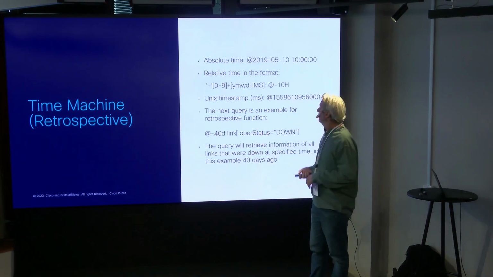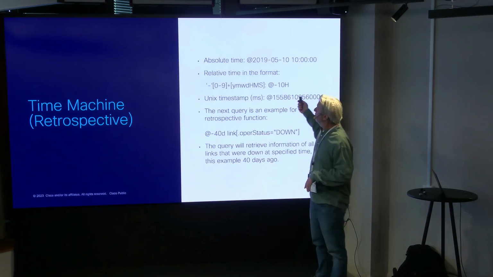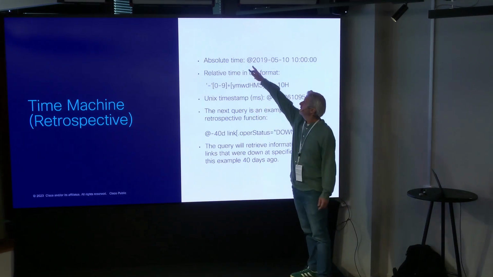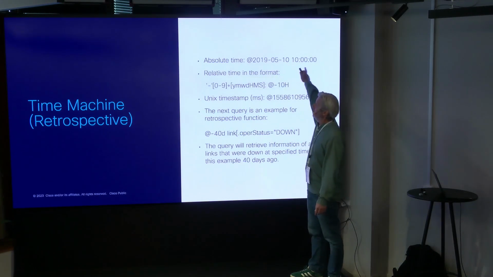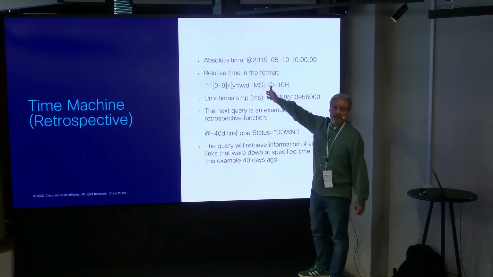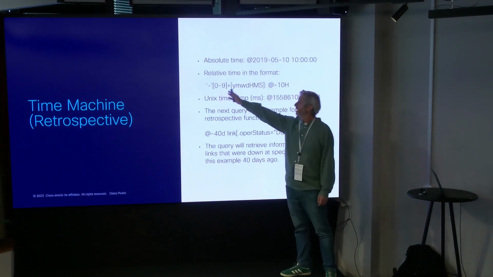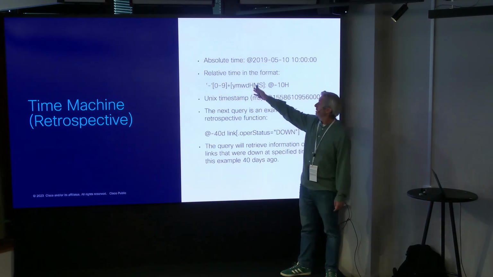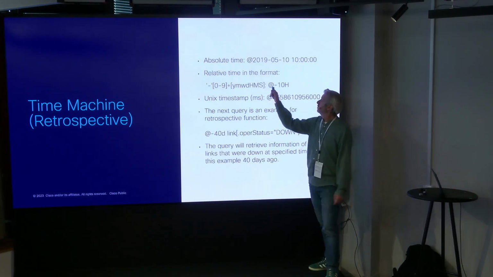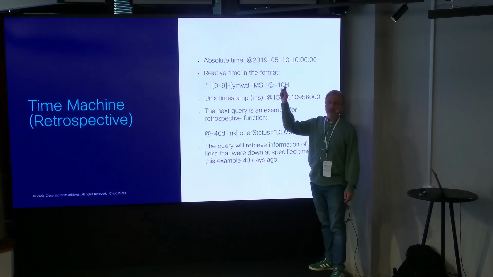Okay? So for using the time machine, the key here is the @ sign. We can have absolute time, you see date and time, or we have the relative format, minus and then number of years, months, days, minutes, seconds, and so on. In this case, it will be like 10 hours back.